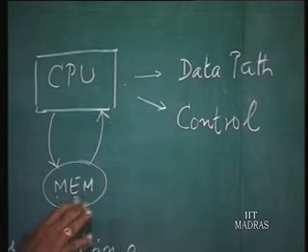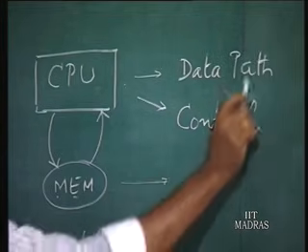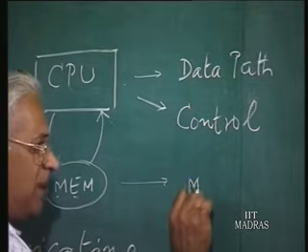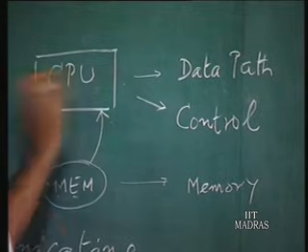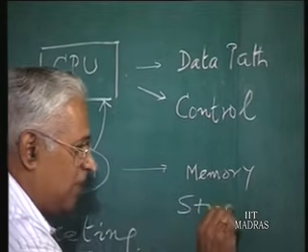And memory, as I said, is for storing, and the one which would directly interact with the CPU is still called memory. The one which would interact with the CPU but not directly is called the storage. Okay.